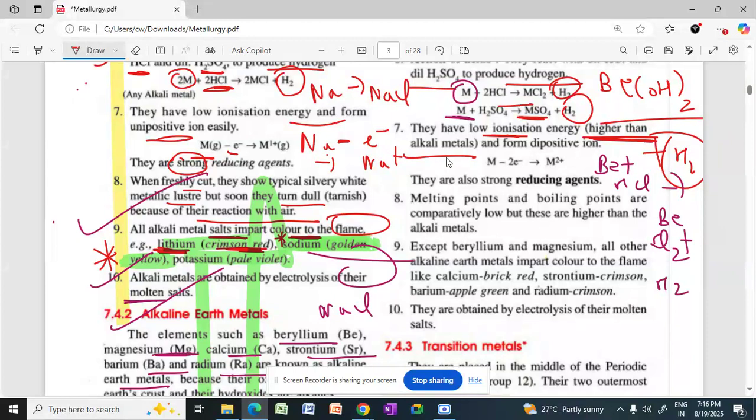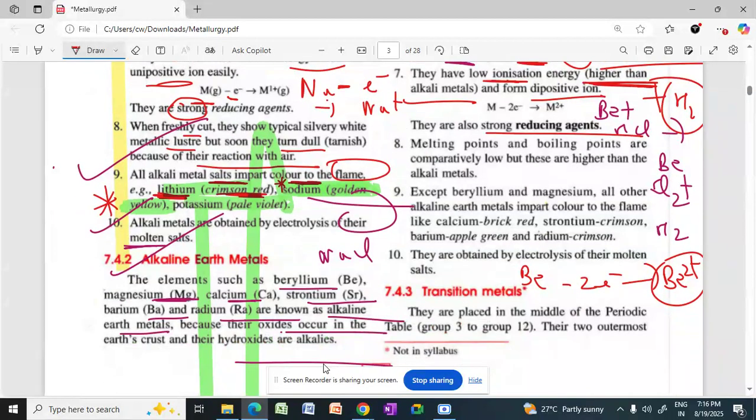As they are losing two electrons, they are having two electrons in their valence shell. So that means a di-positive ion is formed, not uni-positive. For example, take the alkaline earth metal beryllium. If it is losing two electrons, it will form beryllium 2 positive. So they are also strong reducing agents. Melting and boiling points are low.